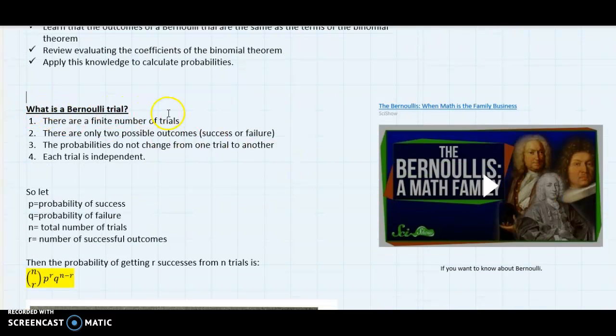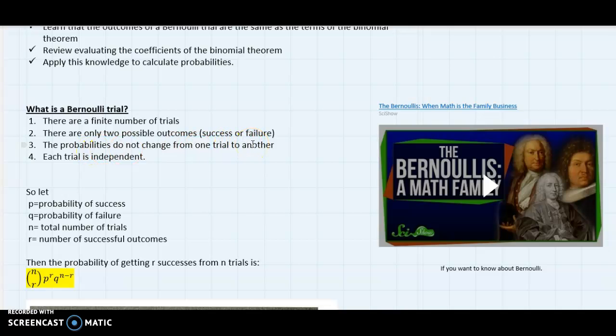The characteristics of a Bernoulli trial is that there's a finite number of trials. So you pick how many times, so you're going to toss a coin 4 times, or you're going to throw a dice 15 times. So that's a finite number. There's a definite number of trials. 2 possible outcomes. So throwing a coin, it's either going to be a head or a tail. Rolling a dice, it's either going to be the number you want or not going to be the number you want. The probabilities don't change from one trial to the next.